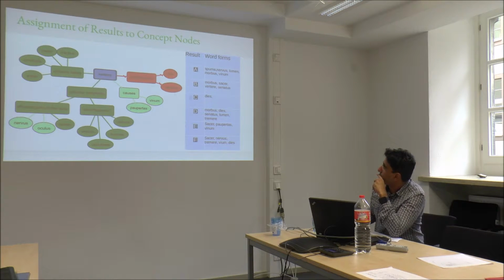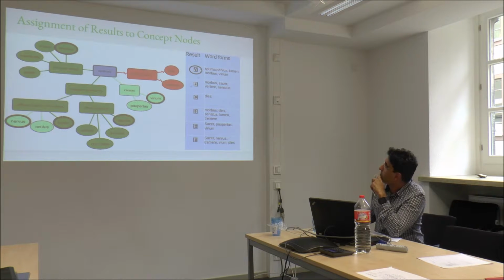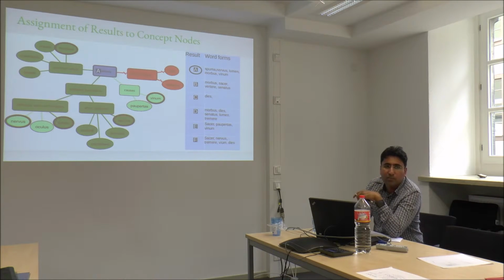Like in case of where we have, let's say, 6 results. So we did, for A, its present word forms are spuma, nervus, lumen, morbus, and venum. So it looks it up. The easiest strategy could be just that if the word form is present, just move it up, and again if it's present, move it up, and similarly moving up the hierarchy when everything is present, so the A ends up somewhere in the top hierarchy because it's represented everywhere in the concept hierarchy.